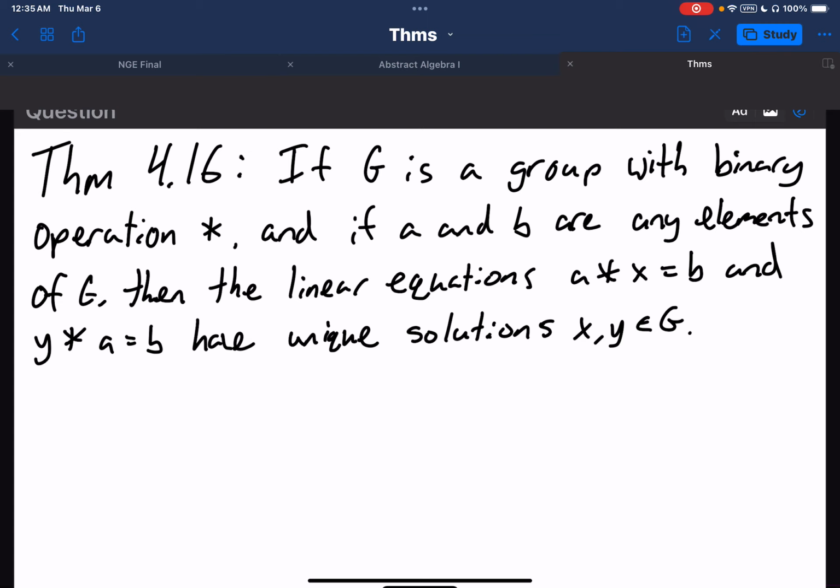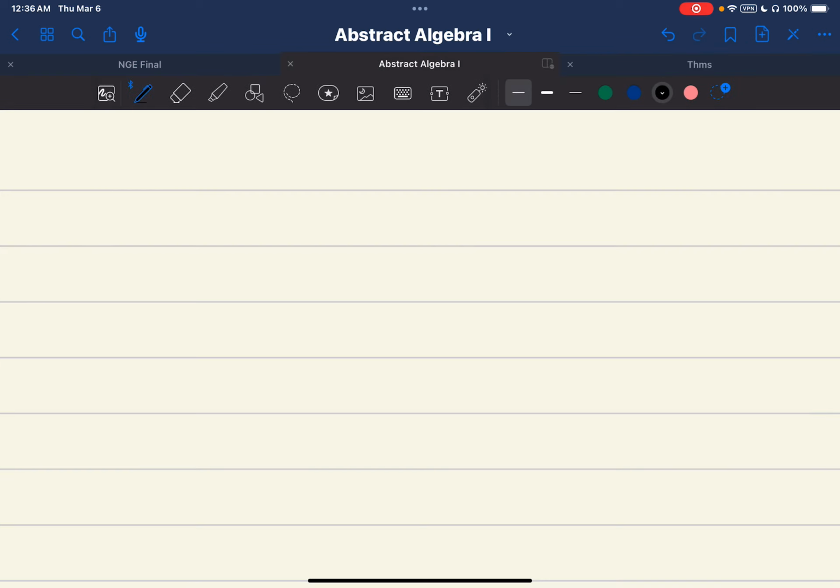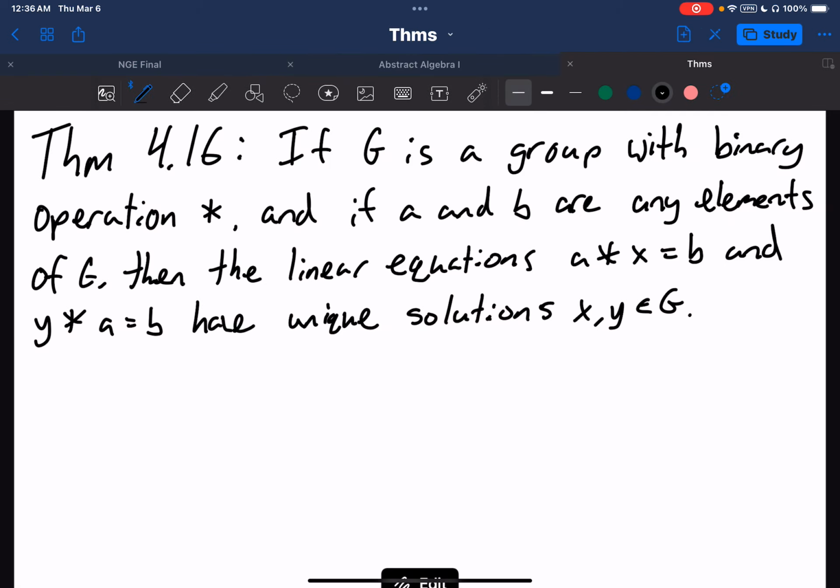If G is a group with binary operation star, and if A and B are any elements of G, then the linear equations A star X equals B and Y star A equals B have unique solutions X and Y. I think this is a great proof to practice. One of my favorites. Partially, it gets you working with, hint hint, inverses, as well as how you show uniqueness, and uniqueness is an important tool in math. I find that it's valuable.